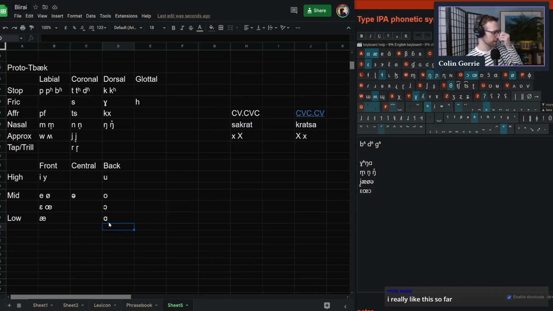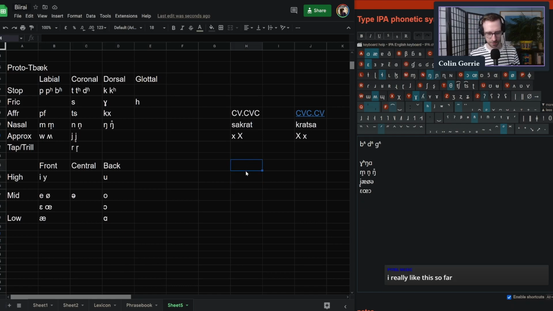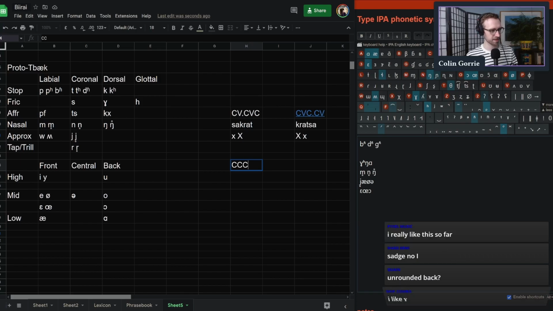So if we have this, what kind of syllable structure do we need? I think we need something kind of obscene. Maybe one of these.